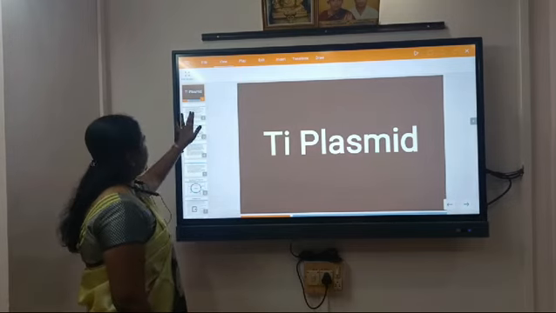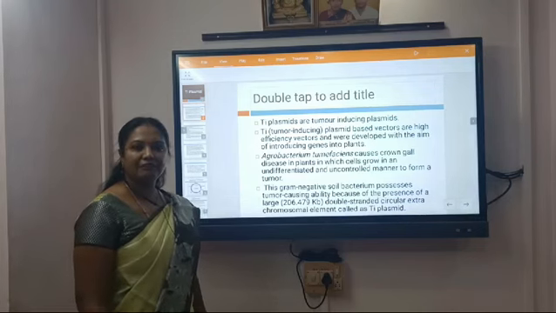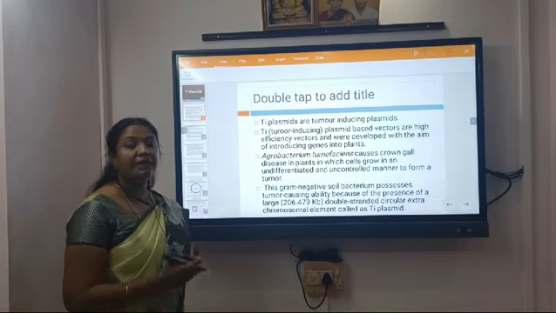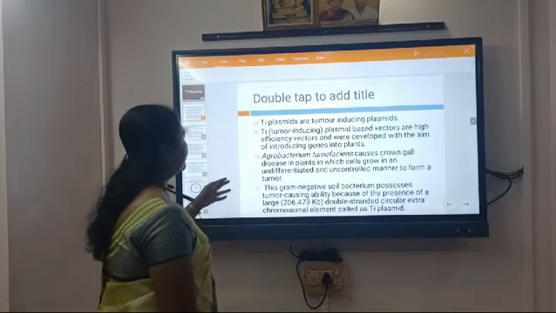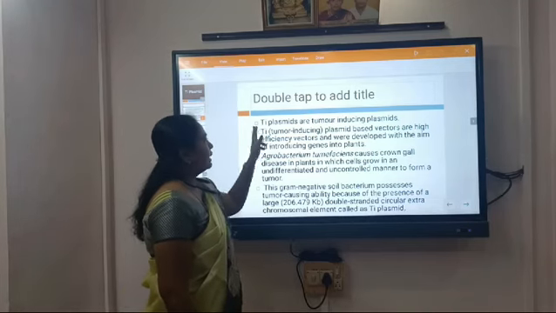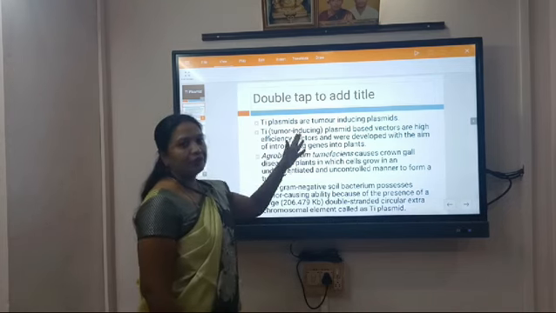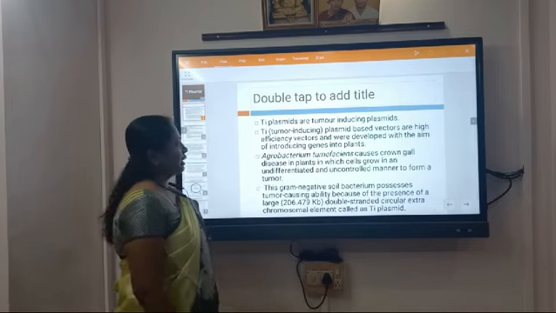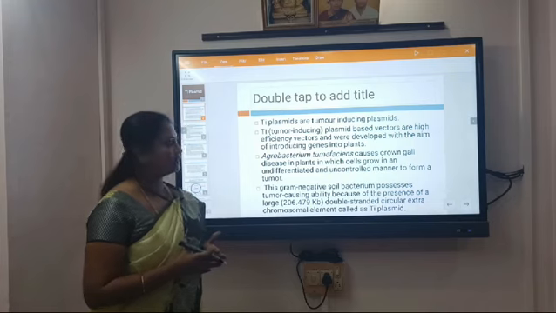So what is Ti-plasmid? Plasmids are nothing but extrachromosomal self-replicating bodies which are present in most bacteria, and they give an extraordinary power to the bacteria, as we already know. And what are Ti-plasmids? Ti means tumor inducing. So Ti-plasmids are called tumor inducing plasmids. Ti-plasmid based vectors have very high efficiency. That's why we call them high efficiency vectors.